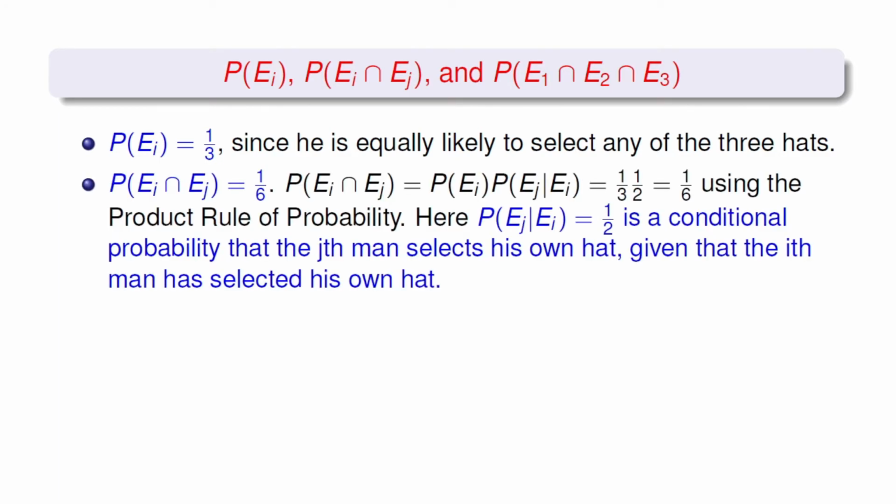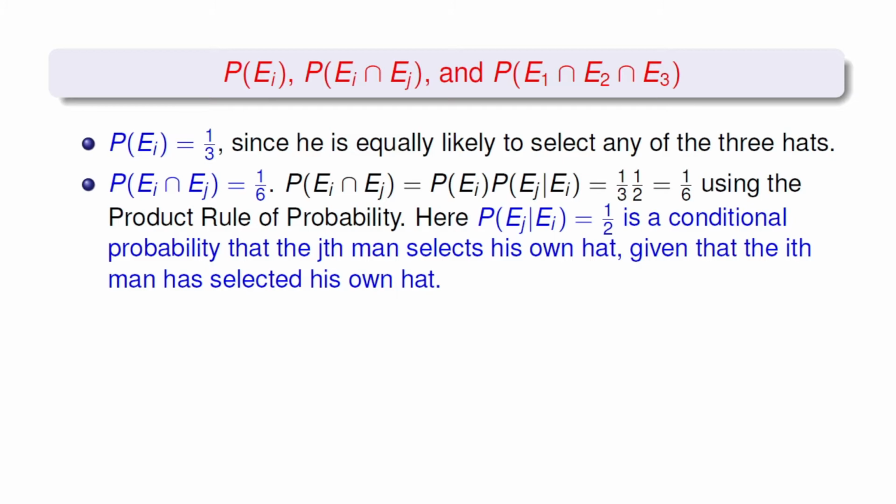Second, the probability of the intersection of a pair of events is simply 1 over 6. Why is this true? We're using the product rule. The probability of Ei intersect Ej equals the probability of Ei times the conditional probability of Ej given that Ei has occurred. The probability of Ei is 1/3, as we already found in step 1. Using the product rule, the second term, this conditional probability, is 1/2.